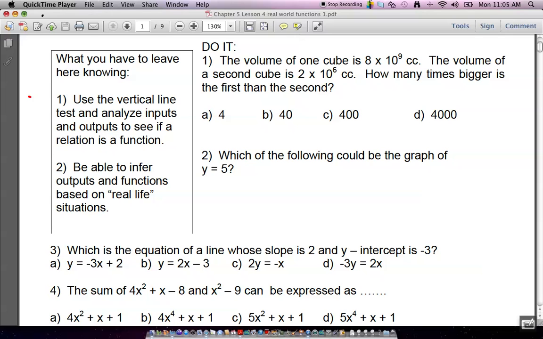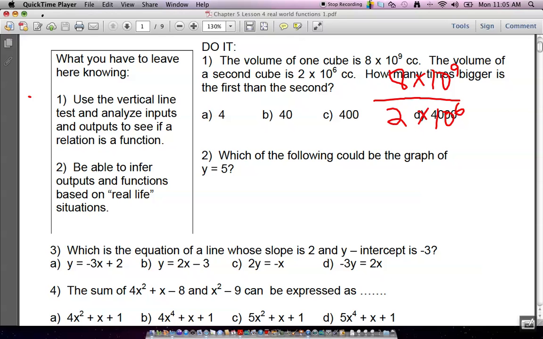So forget the times 10 to the whatever. The volume of one cube is 8. The volume of a second cube is 2. How many times bigger is the big one than the small one? 4, right? Because 2 times 4 is 8, or more to the point, 8 divided by 2 is 4. Now let's go back and do the same thing, but let's throw in the scientific notation.